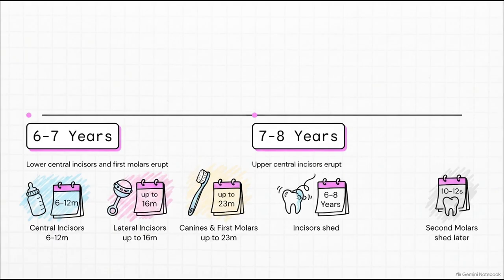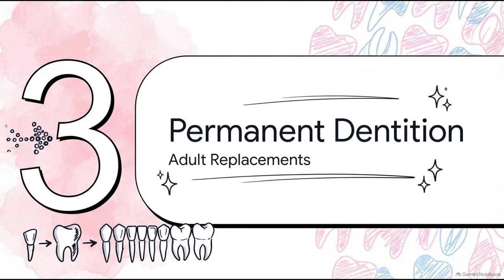But just as important is when they leave. Those incisors shed right around 6 to 8 years of age. The second molars, they hang on quite a bit longer, usually shedding between 10 and 12 years of age. Knowing these timelines gives you a powerful contextual filter when you're reading a provider's notes. Let's move to Section 3 and see how this shifts as we transition to permanent or adult dentition.